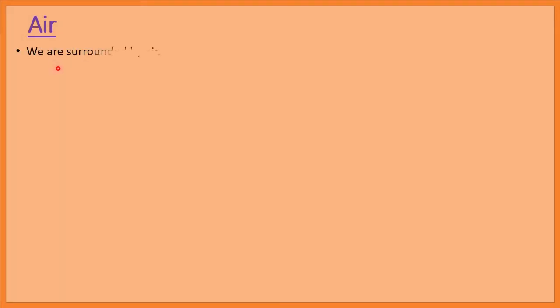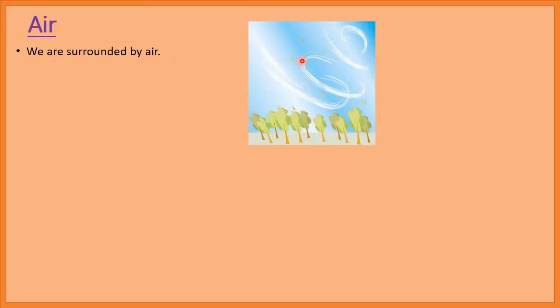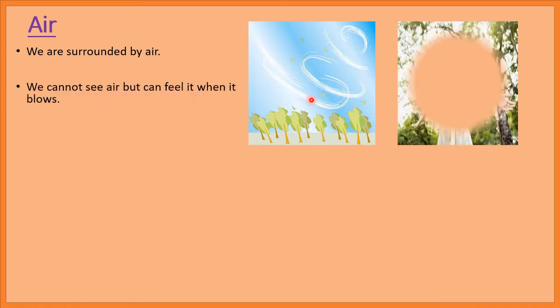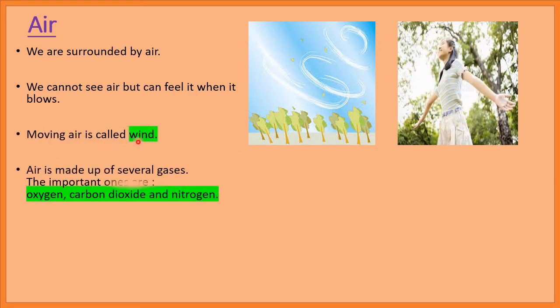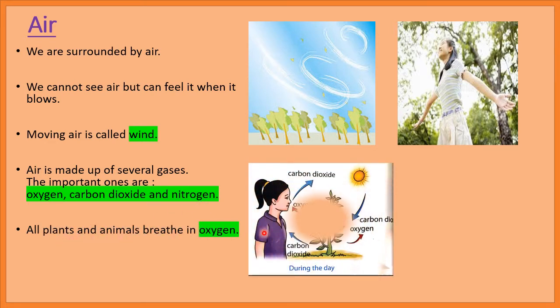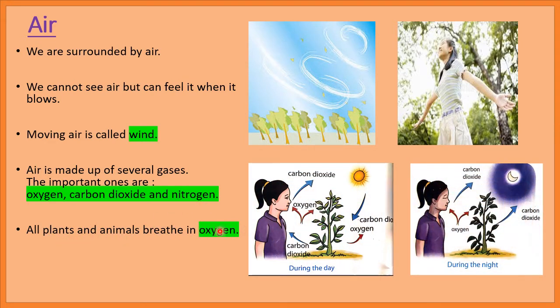Air. We are surrounded by air. We cannot see air but can feel it when it blows. Moving air is called wind. Air is made up of several gases. The important ones are oxygen, carbon dioxide, and nitrogen. All plants and animals breathe in oxygen. Carbon dioxide is used by plants to make food.